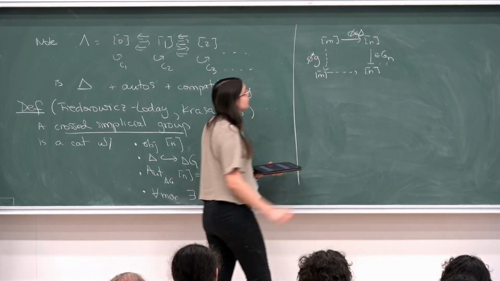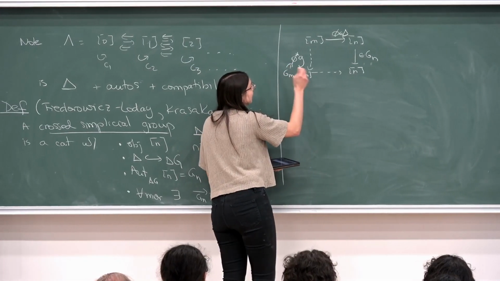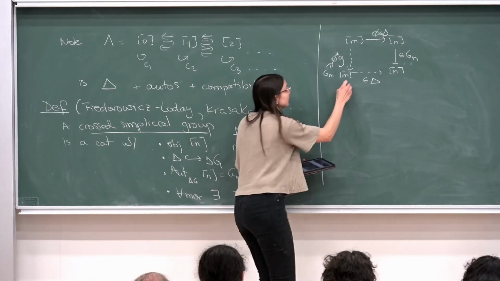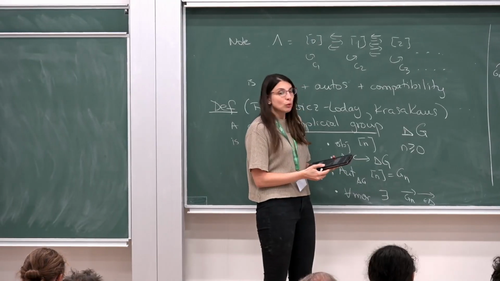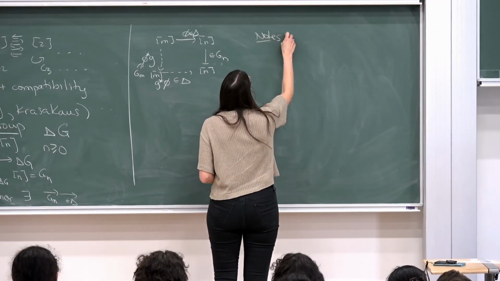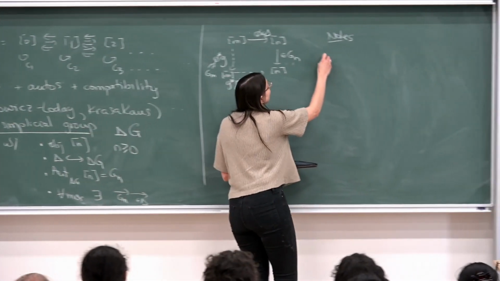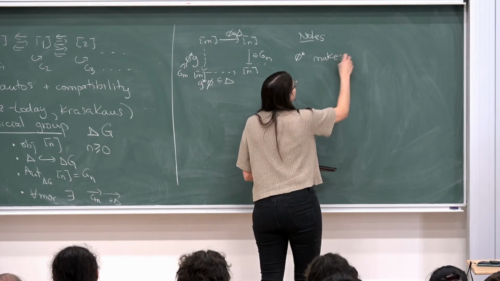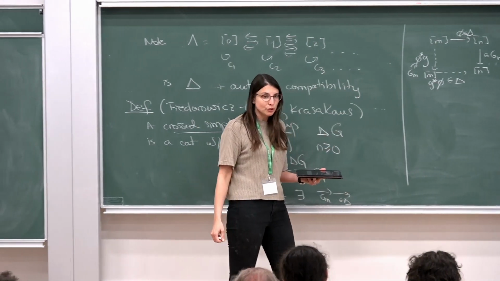So I'm going to have some induced map m to m, which is going to live in Gm, and I'm going to get some map m to n, which is also in delta. So let's call this G star delta. Okay, so some notes about this. So we get these operations, phi star, and this makes the sequence of groups Gn, in particular, into a simplicial set.